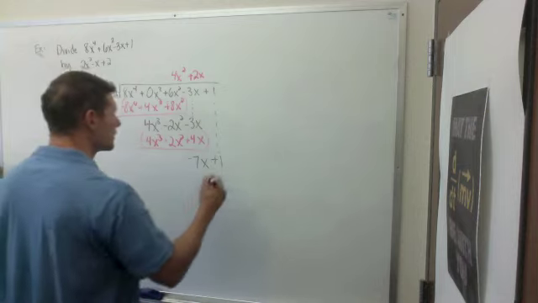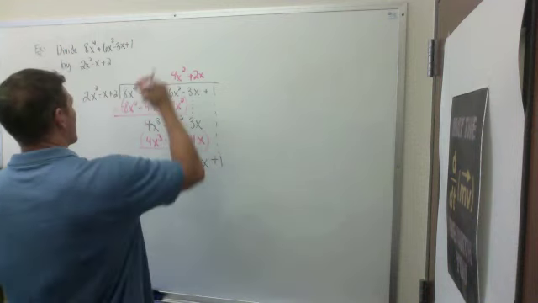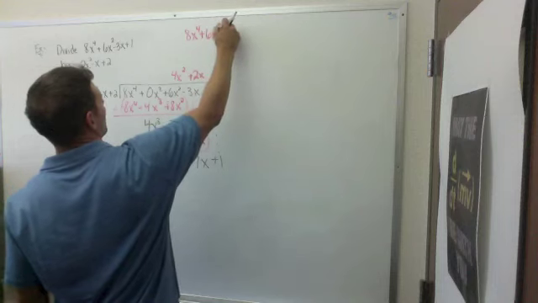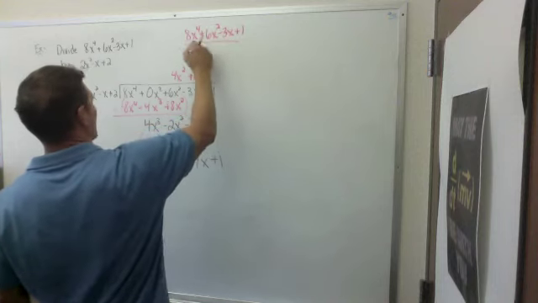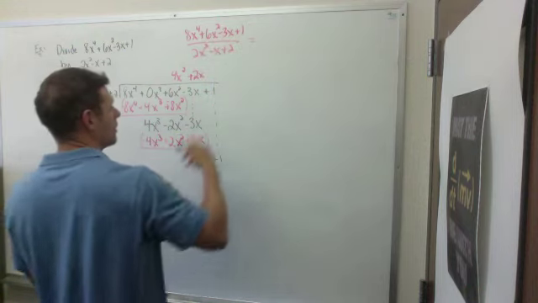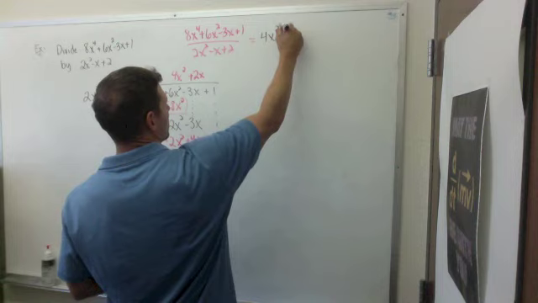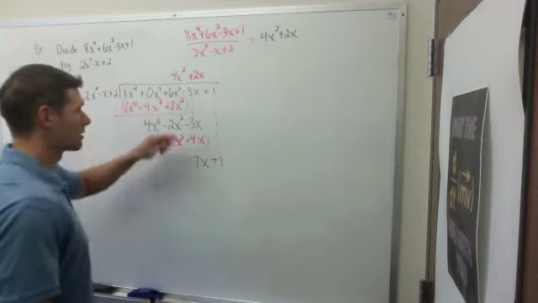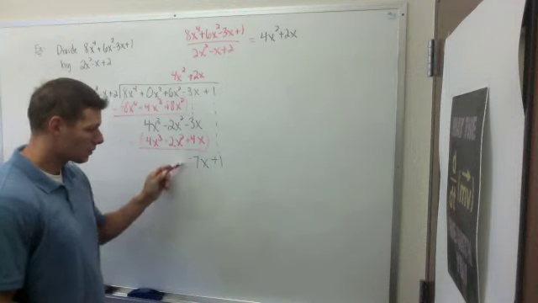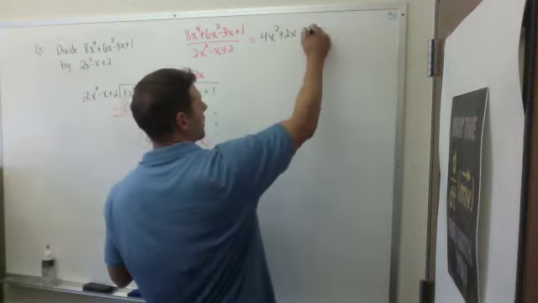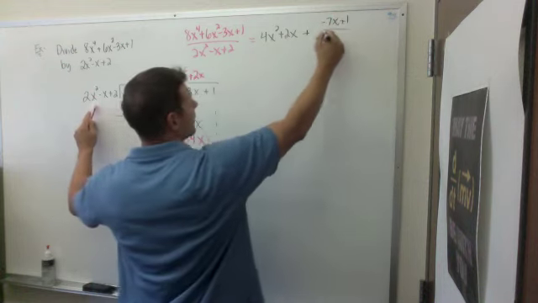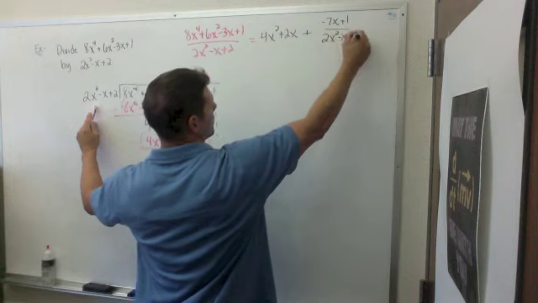So the answer to this is: 8x to the 4th plus 6x squared minus 3x plus 1 divided by that 2x squared minus x plus 2 is equal to 4x squared plus 2x. Good. I stopped because I put plus 0, that's fine, but you don't need plus 0. This is my remainder plus, what's my remainder? Negative 7x plus 1 divided by my 2x squared minus x plus 2. Okay?